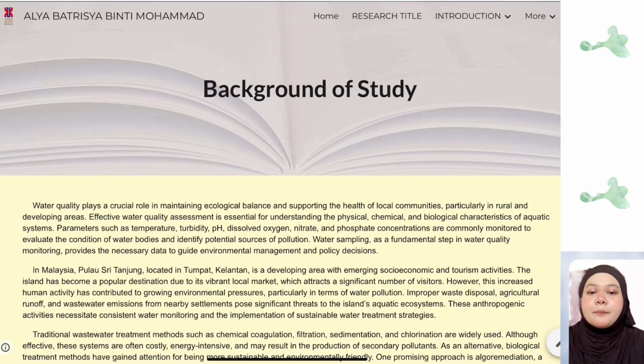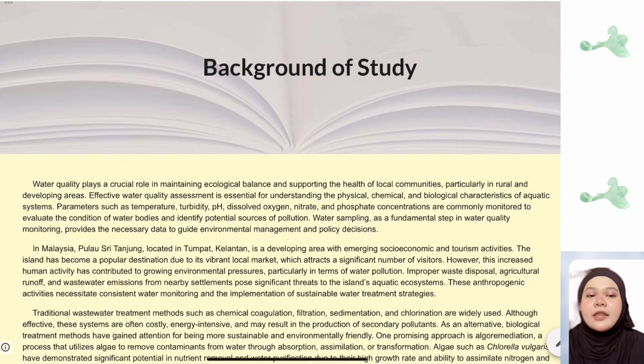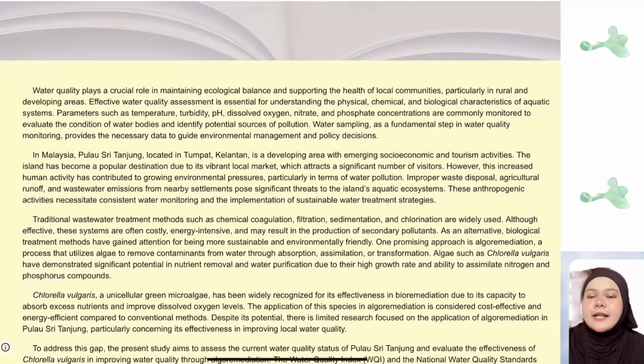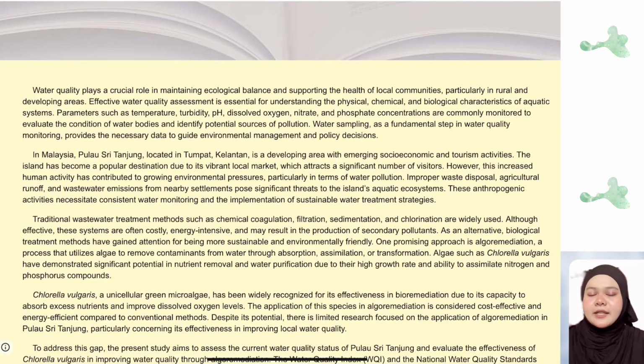Water quality plays a crucial role in maintaining ecological balance and supporting the health of local communities, particularly in rural and developing areas. Effective water quality assessment is essential for understanding the physical, chemical, and biological characteristics of aquatic systems. Parameters such as temperature, turbidity, pH, dissolved oxygen, nitrate, and phosphate concentration are commonly monitored to evaluate the condition of water bodies and identify potential sources of pollution.